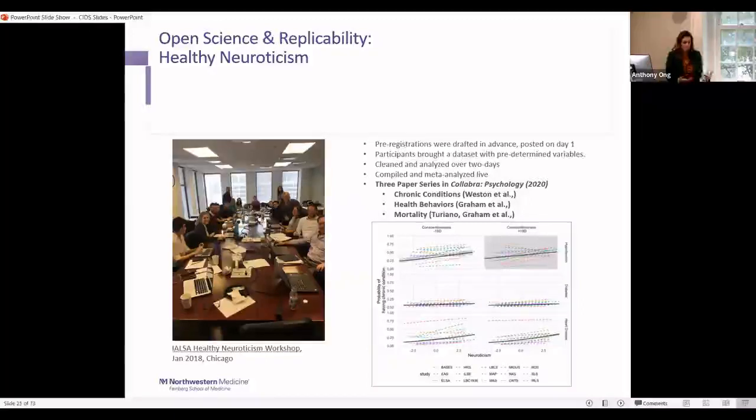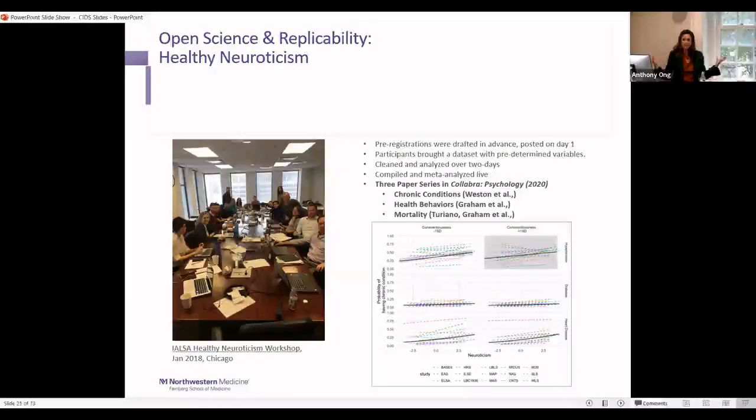So we planned the analyses, identified data sets that could answer the question, and then invited people to participate. We reached out to the PIs of each study and asked them to nominate an early career researcher to come in and participate in person in January 2018 in Chicago. So it was freezing cold, and we all hunkered down in this conference room.